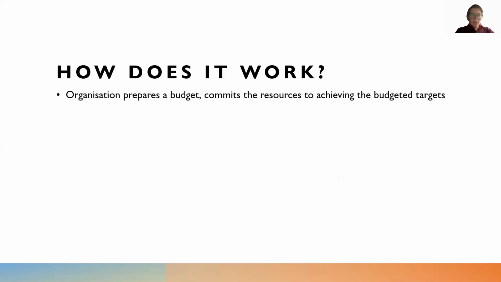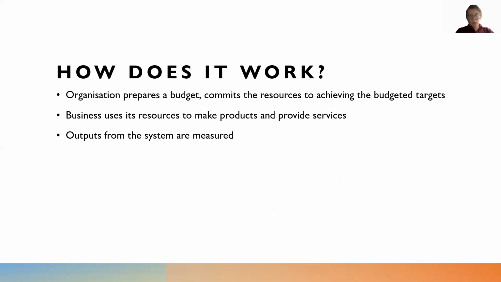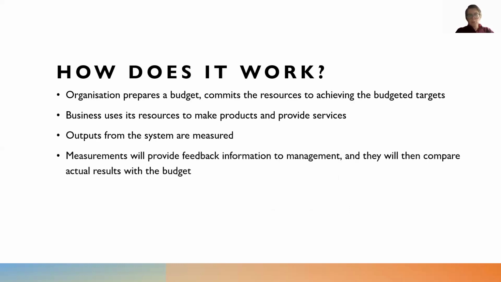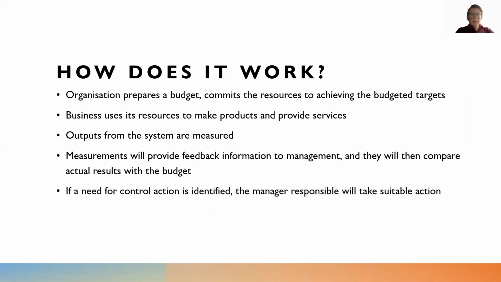How does it work then? Well, an organisation will prepare a budget. They will commit their resources to actually achieving the budgeted target. The business would then use their resources to make its products and provide services, and outputs from the system are going to be measured. That measurement will provide feedback information to management, and they will then compare the actual results to the budgeted results. If it is identified that there is a need for control action, the manager responsible will take suitable action.